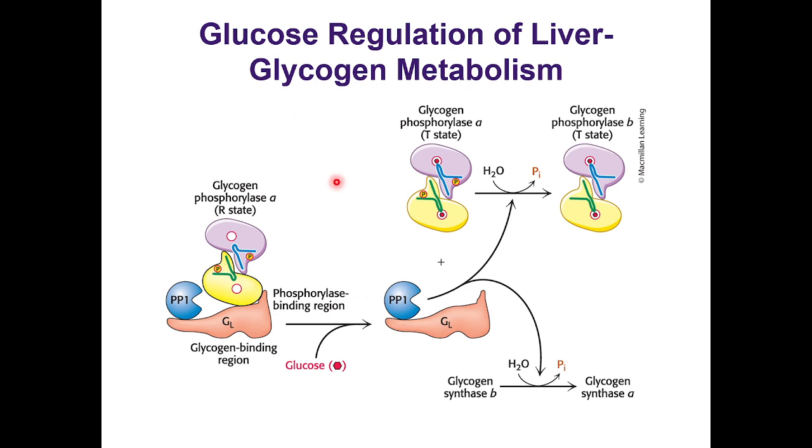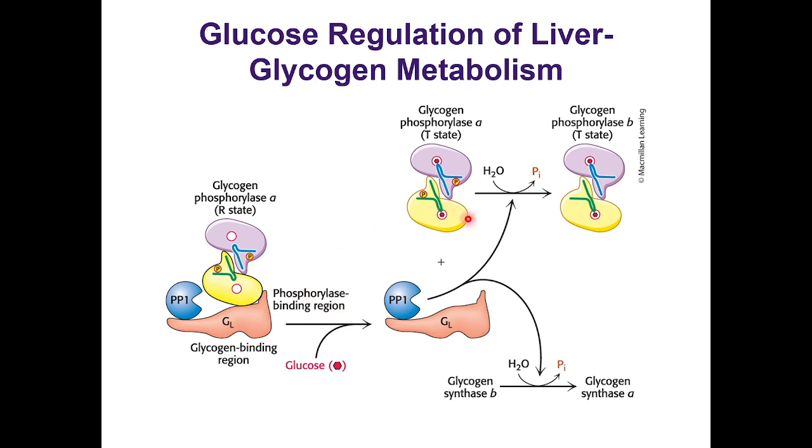So the glucose regulation of your liver glycogen metabolism, here's that nice beautiful graphic here. Again, we have the glycogen phosphorylase A, this is the R state here. Here we have a glucose. Again, that's the glycogen binding region down here. We have the phosphorylase binding region. Your glucose is going to come along. This is going to bind up in here where there are the little red sites that match the color of the glucose. Makes it easier to find. And these are the bound ones right here.